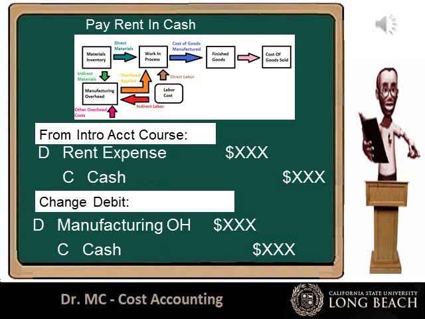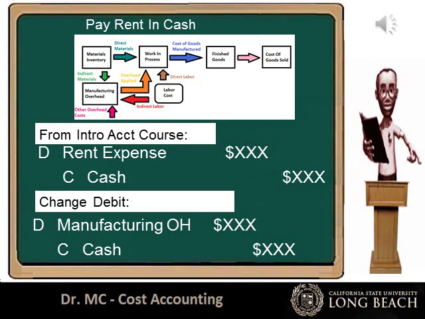Consider the journal entry made when a factory pays its rent in cash. In your financial accounting courses, you were taught to debit some sort of expense, such as rent expense, and credit cash. We know, however, that you generally do not expense factory costs. So, we need to change the debit.